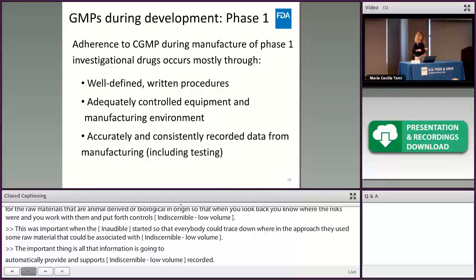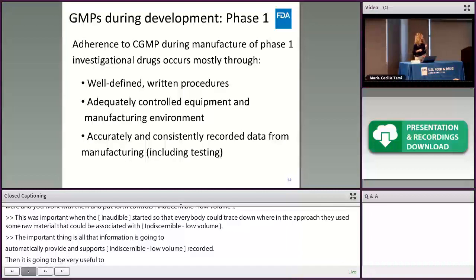So adherence to GMPs for phase 1 generally includes the existence of well-defined and written procedures, adequate control of the equipment and the manufacturing environment, and accurate and consistent recording of data that comes from the manufacturing and testing.